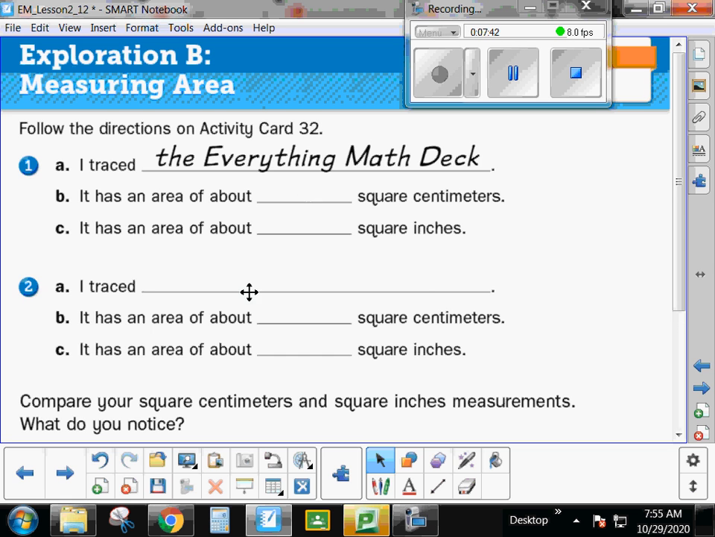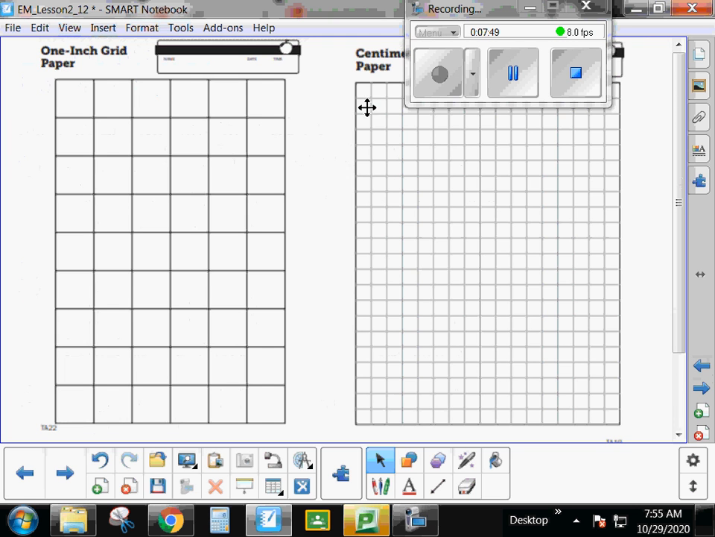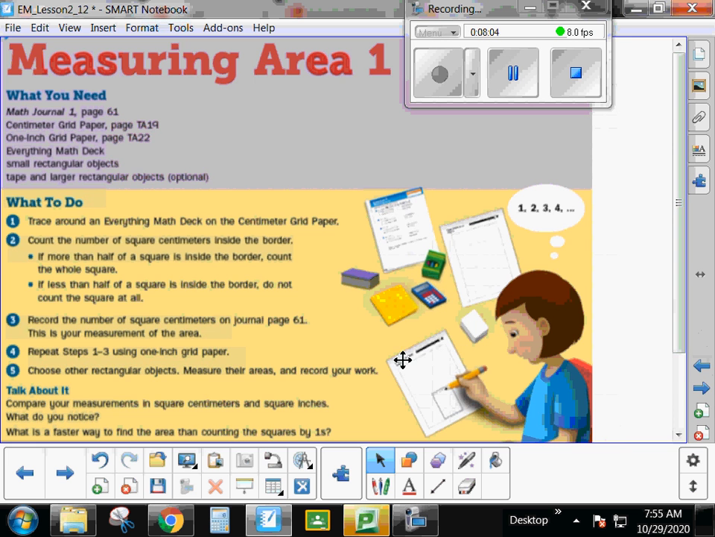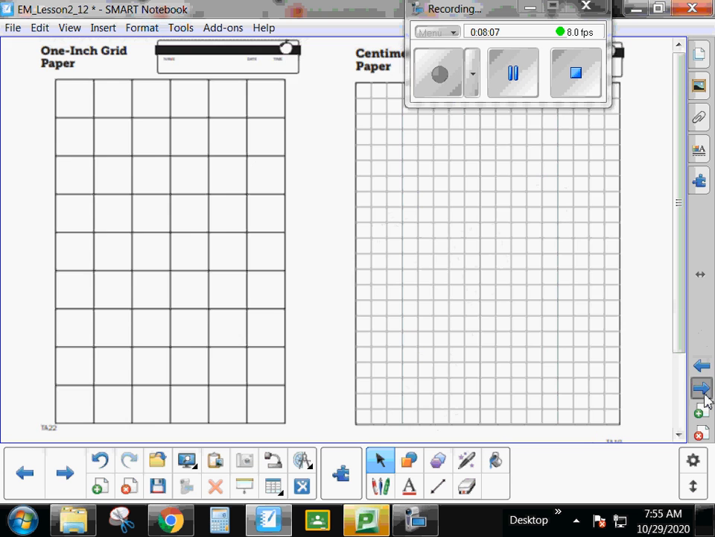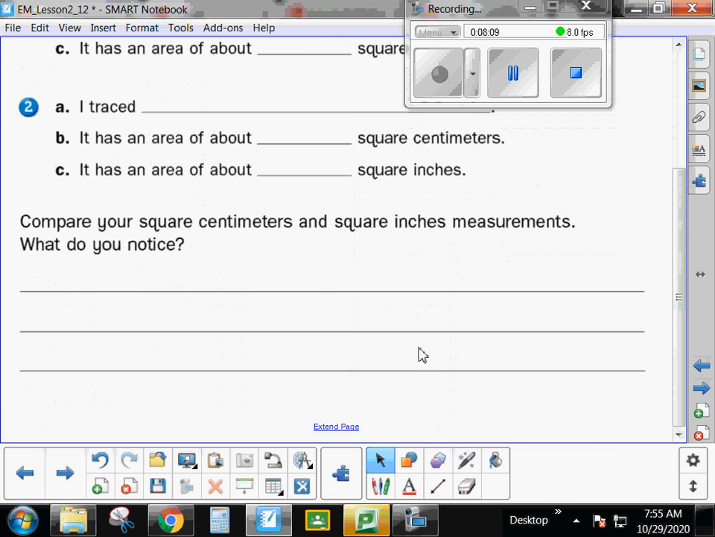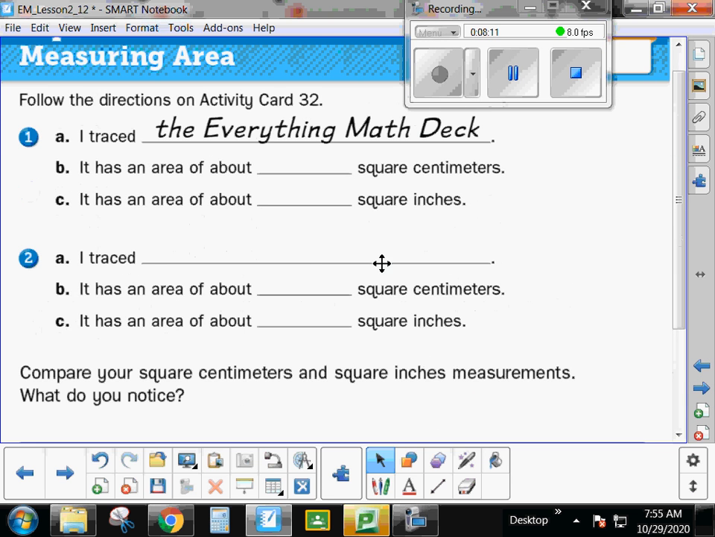And then you're going to do the same thing on the inch grid paper. So you're literally going to lay down your box of cards and trace them, and then tell me what the area is, how many squares it took to cover that space, and then you're going to lay that same object down on the inch grid paper and answer the same question. Then you're going to do that with another object. So pick another rectangular object and do the same thing.